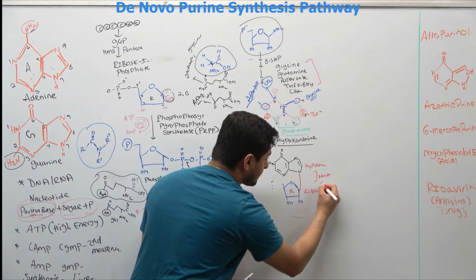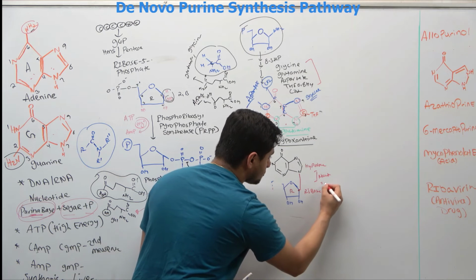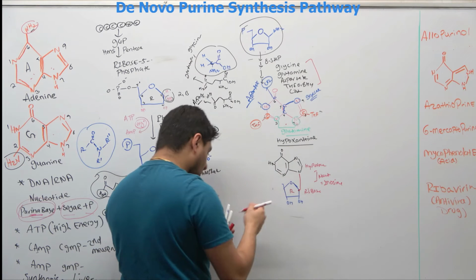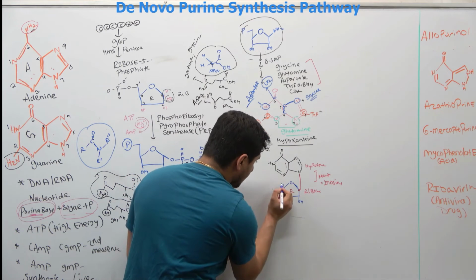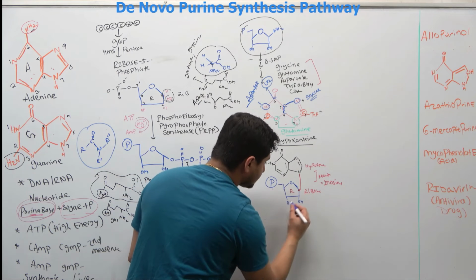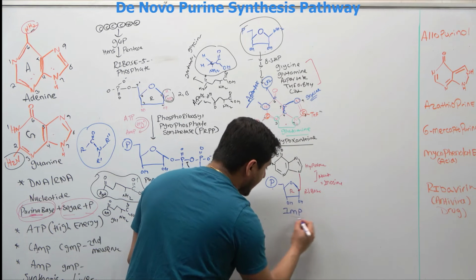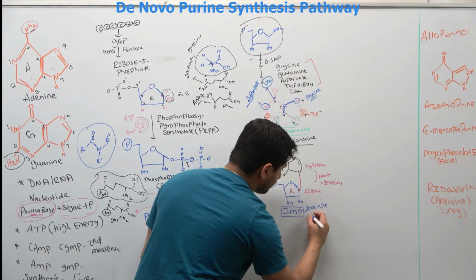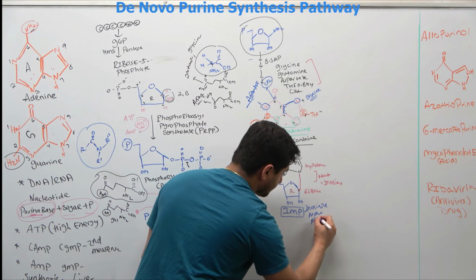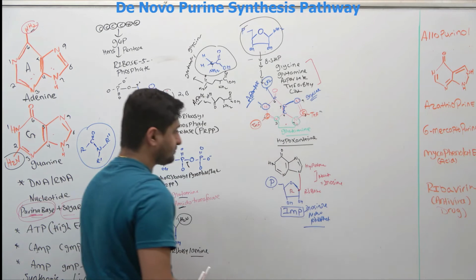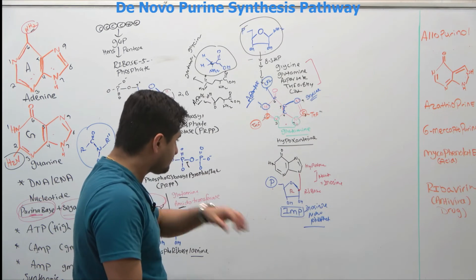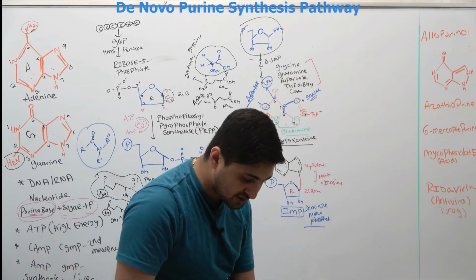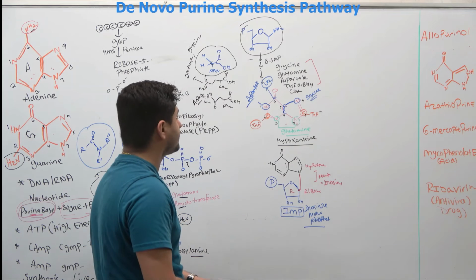Hypoxanthine plus ribose, we call an inosine. But because we already had a phosphate group here, we call it IMP, inosine monophosphate. That's what we made. Now, once you make inosine monophosphate, we got the idea of how you make inosine monophosphate.